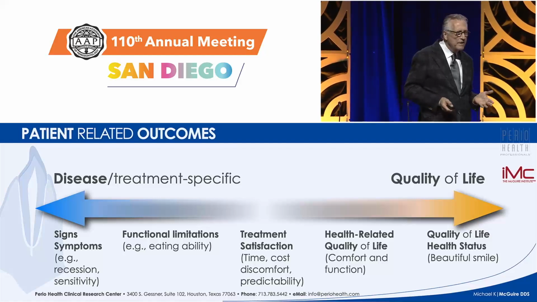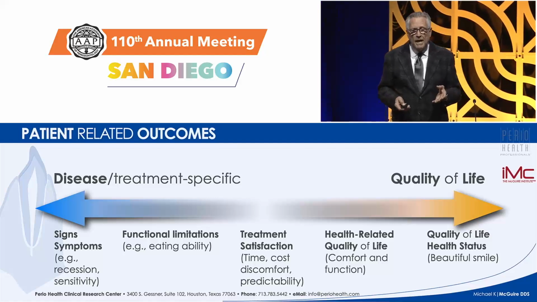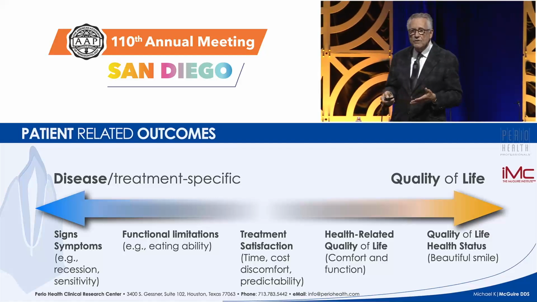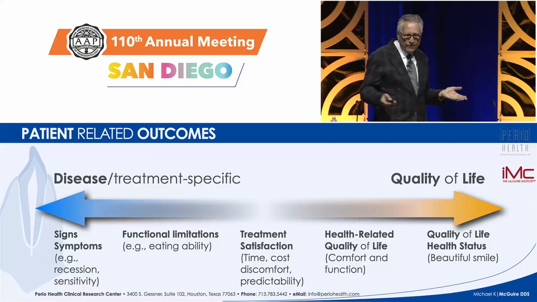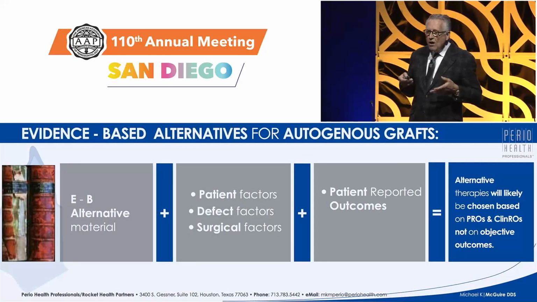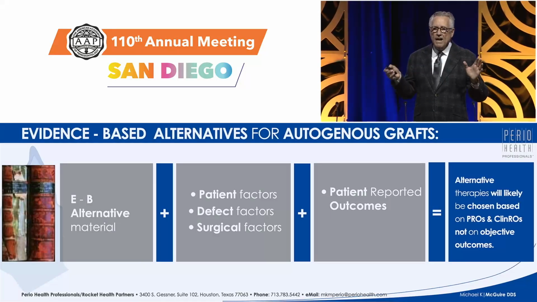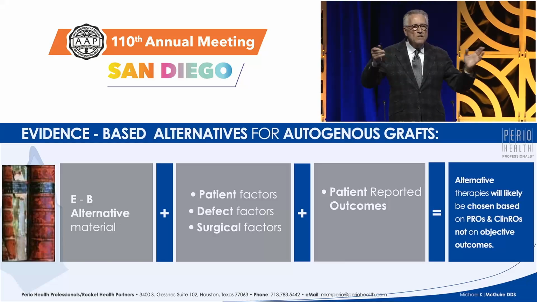If they're concerned about recession and sensitivity, you better be using an alternative that's really good at root coverage, right? If they're concerned about eating ability, maybe they just have freely movable mucosa, you need to be choosing an alternative that's good at increasing KT. Time, costs, discomfort, predictability, you can balance that with the alternative. So alternative therapies will likely be chosen not on objective outcomes. We may never find an alternative that is as good or better than the gold standard based on objective outcomes. We are going to be looking at alternatives based on PROs and based on ClinROs.